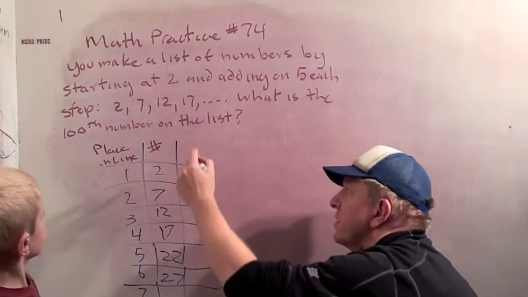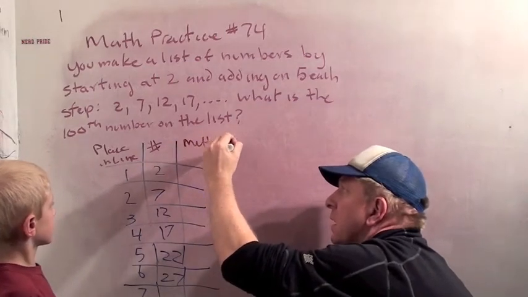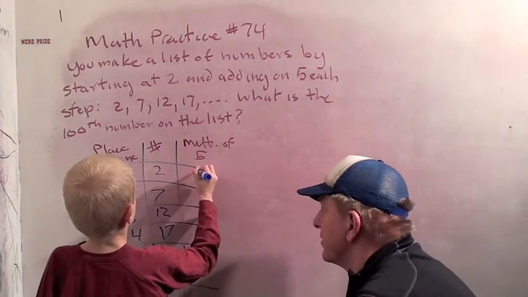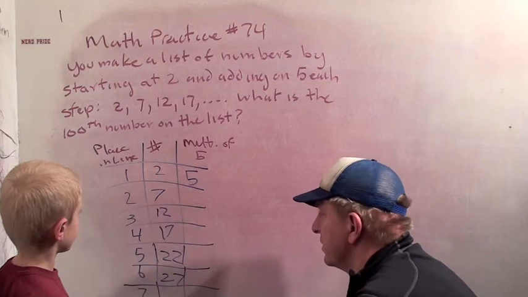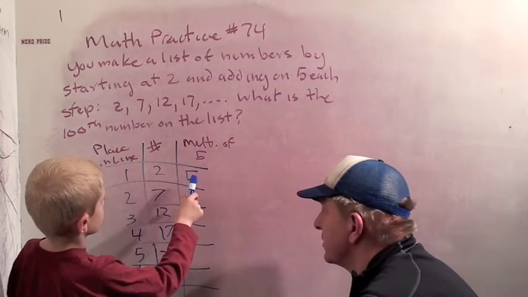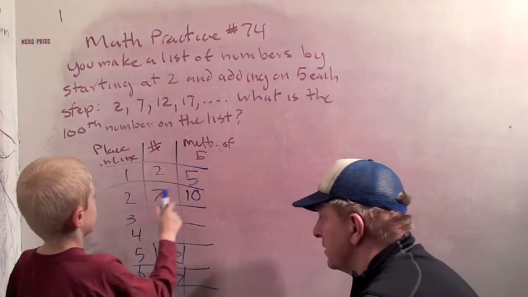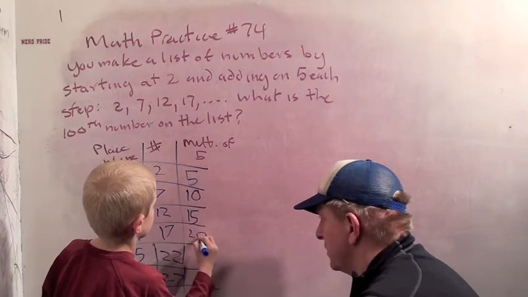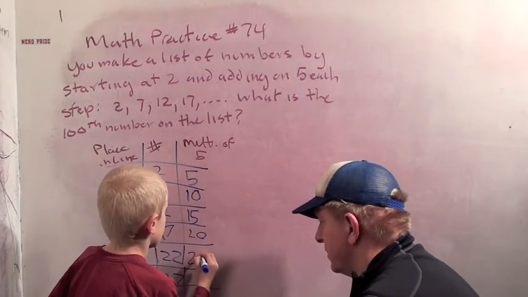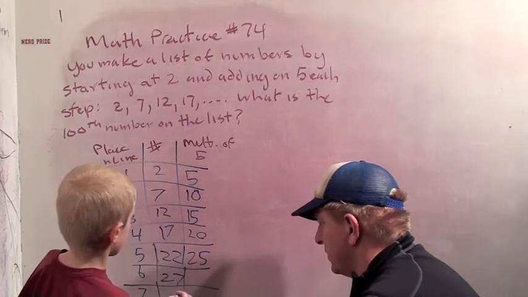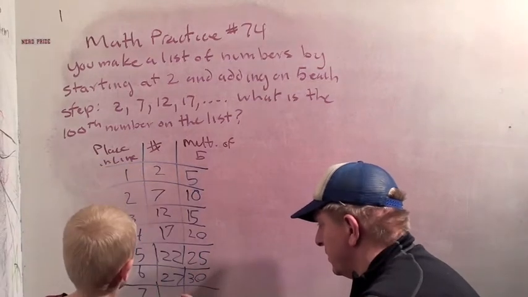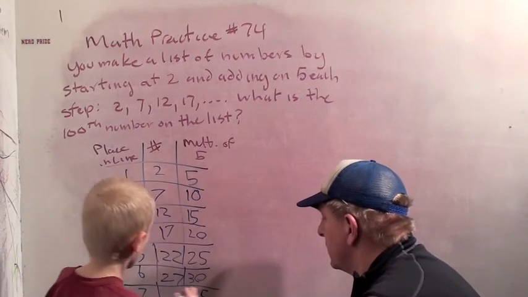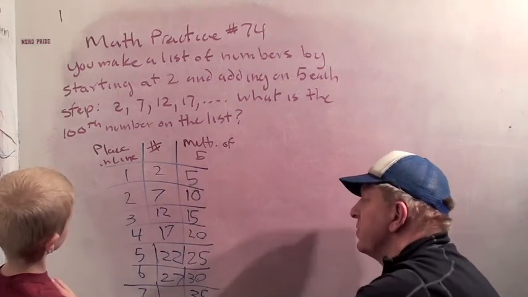Okay, so let's call this multiples of 5. So what's the first multiple of 5? 5 times 1, which is 5. Now, 2 times 5 is 10. 3 times 5 is 15. 4 times 5 is 20. 5 times 5 is 25. 6 times 5 is 30. 7 times 5 is 35. Okay, good job. So these are our multiples of 5.